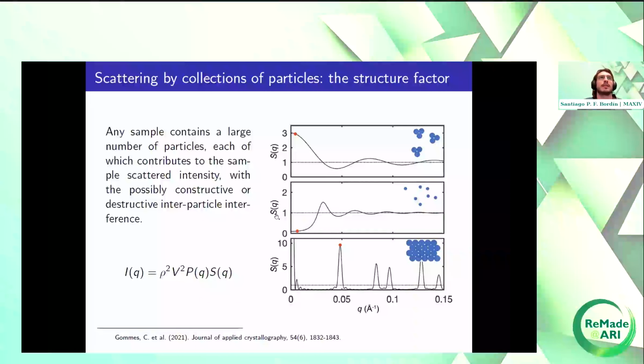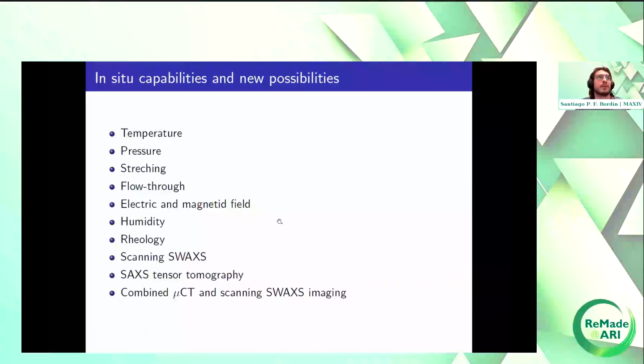So that is the basic of the technique I will talk about. But I want to keep in mind that this technique is possible to combine with temperature, like high temperature, low temperature. With pressure, we can stretch the sample and see how the structure changes. For proteins, we can use a flow through, and also work with electric and magnetic fields. We can control the humidity.